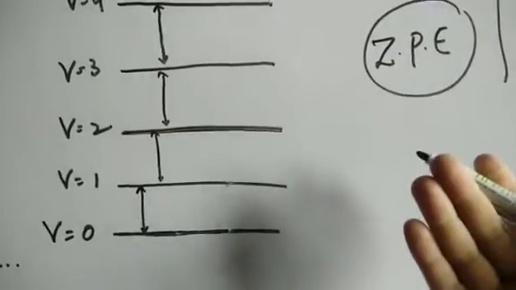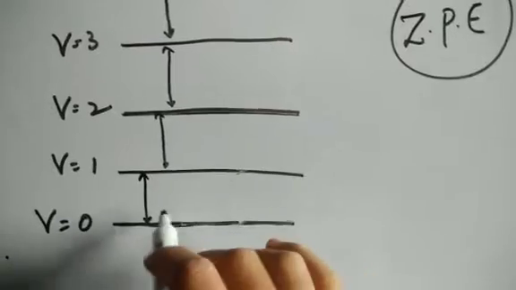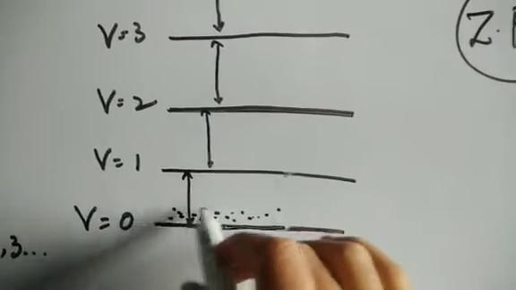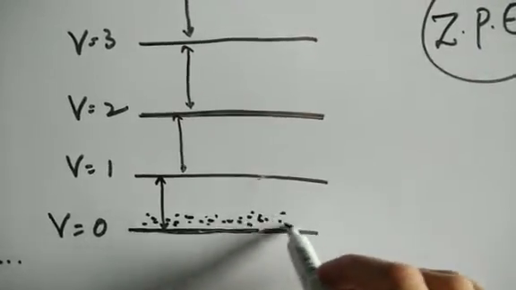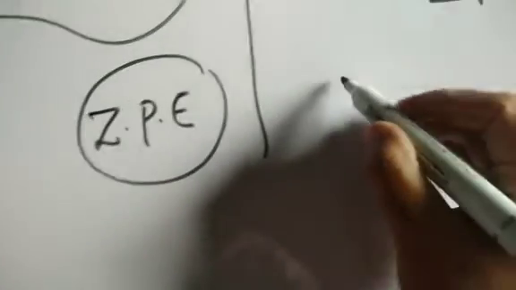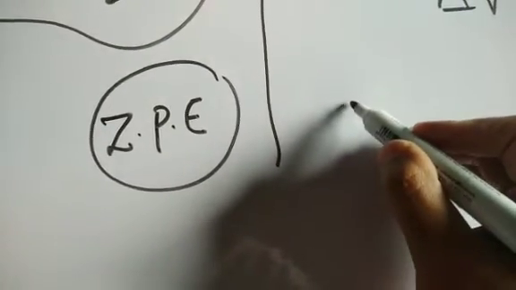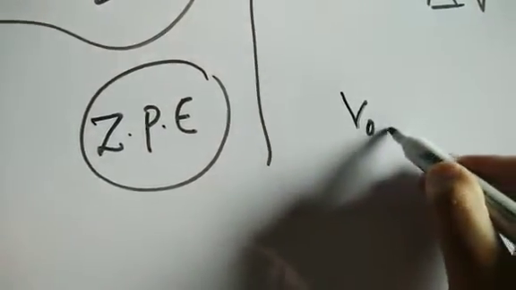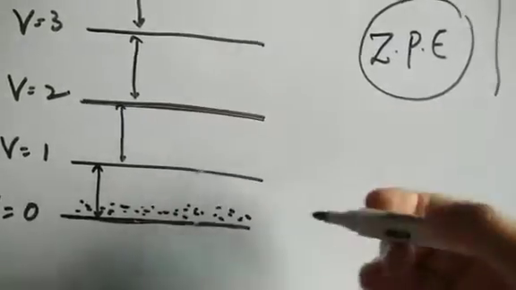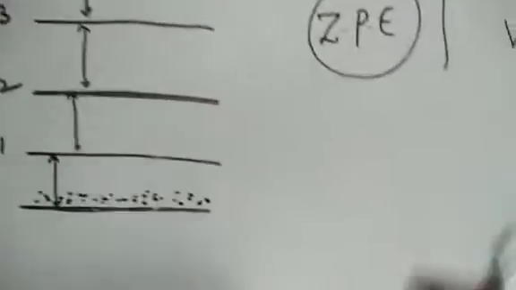Okay. Now in vibration spectroscopy, since the energy is higher than in rotation spectroscopy, most of the time the molecules will stay in the ground state. So the ground state population will be more. That means the chances of transition from v0 to v1 are more. That means the transition chances from 0 to the first state are more. So the chances for this transition are more. Now let us see.